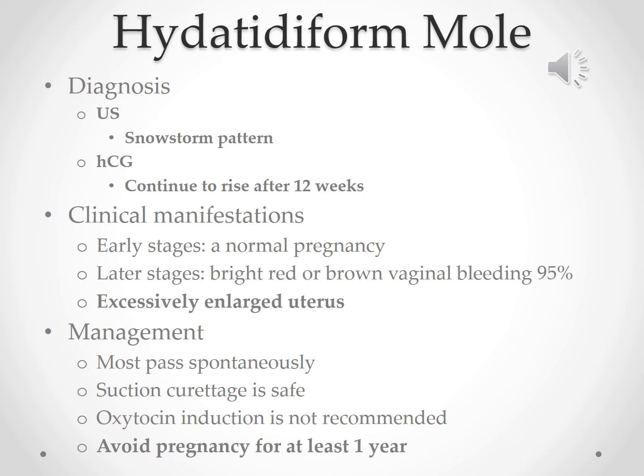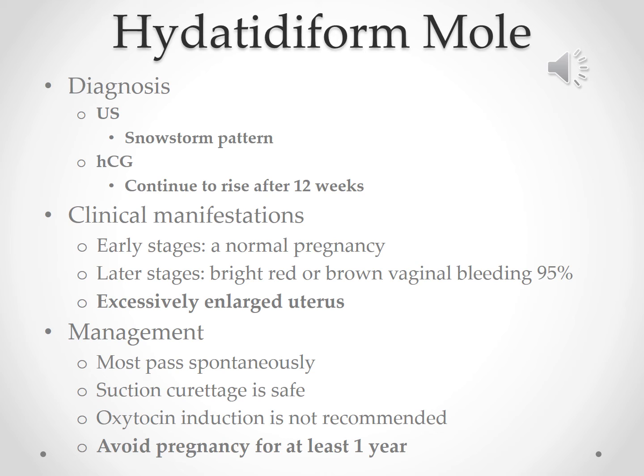The trophoblastic tissue secretes the HCG hormone, and in a molar pregnancy, it is going to be persistently and continuously high. Typically at 12 weeks, your HCG is going to level off. In a molar pregnancy, it's just going to continue to go up.